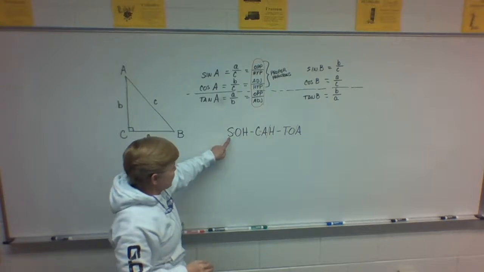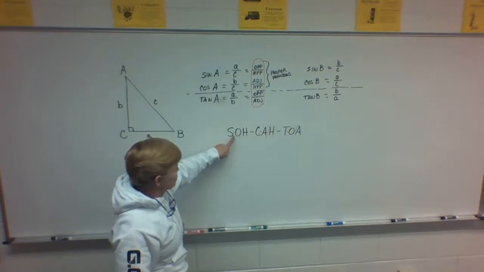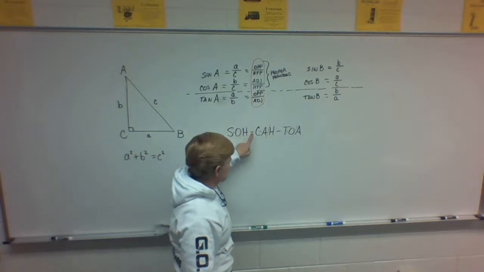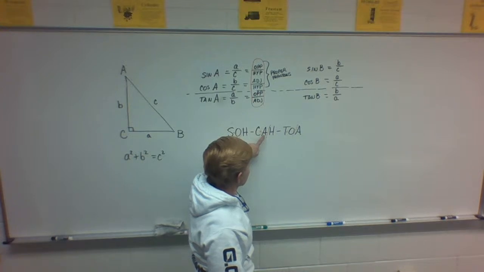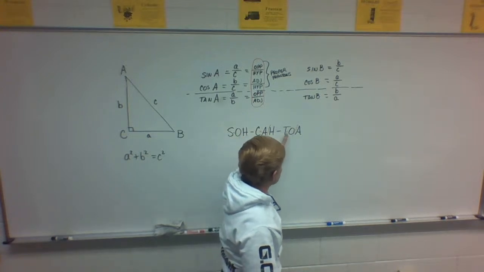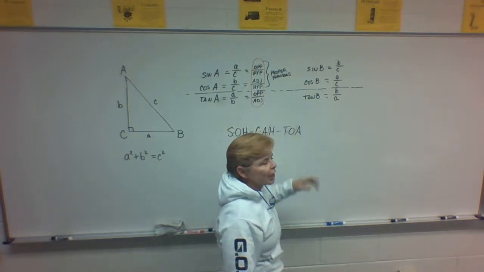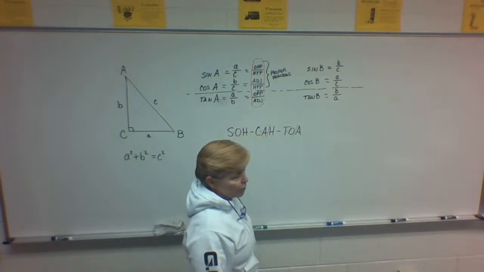If you can remember that one acronym and know how to spell it, SOHCAHTOA. That's what it means. SOH means sine is equal to opposite over hypotenuse. That dash just means we're now moving to cosine. It's not a subtract sign. Cosine is equal to adjacent over hypotenuse. And tangent is equal to opposite over adjacent. That will help you remember it in case you forget which one goes with what.